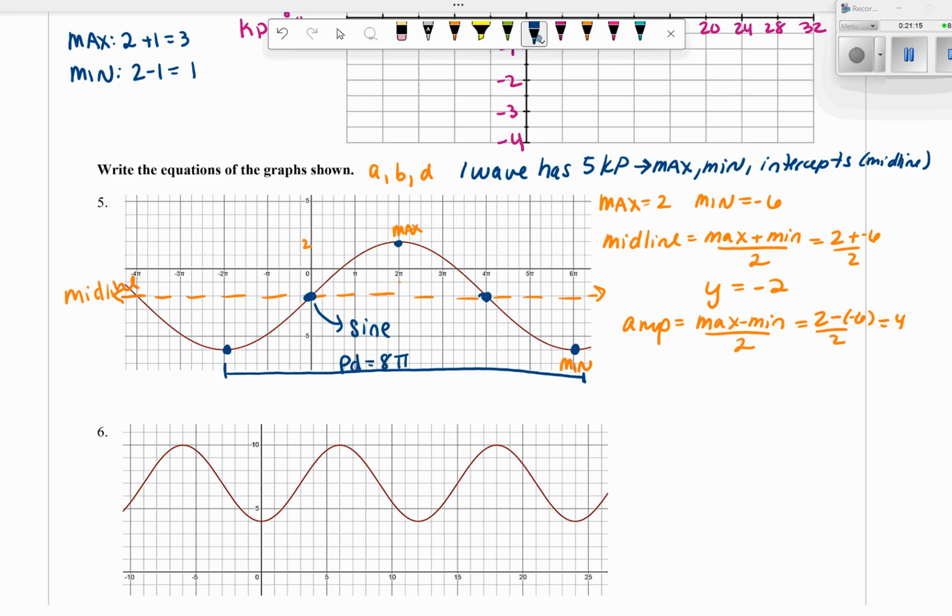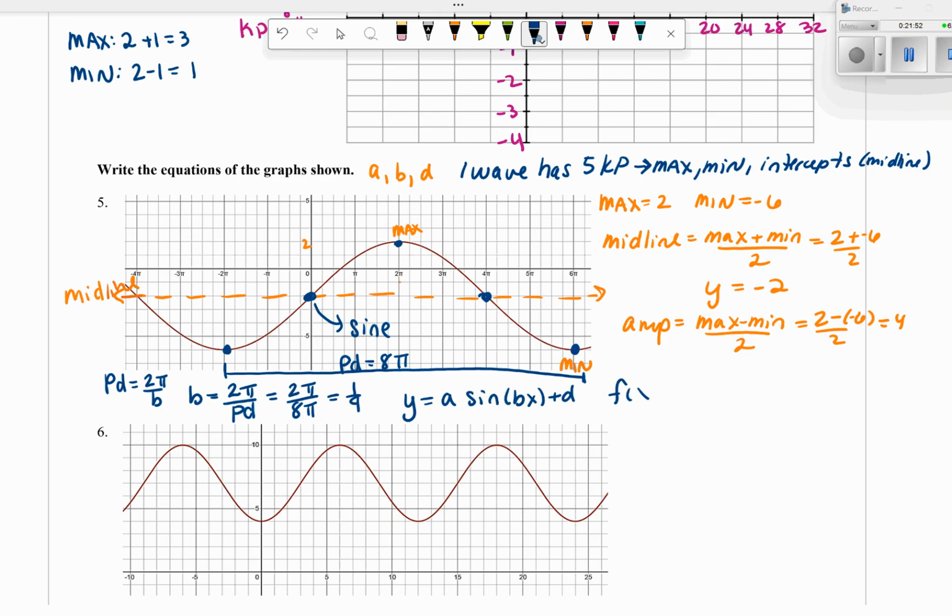Once I know the period is 8 pi, then I can find the b value, because remember we said that the period is equal to 2 pi over b. So if we multiply b times the period equals 2 pi, you can also find that your b value is equal to 2 pi over the period. So we're using that equation now. In this case, we have 2 pi divided by 8 pi, which is 1/4. So that is my b value. Now I just need to plug it into the equation. So remember, we have y equals a, we're using sine, so times the sine of bx plus d.